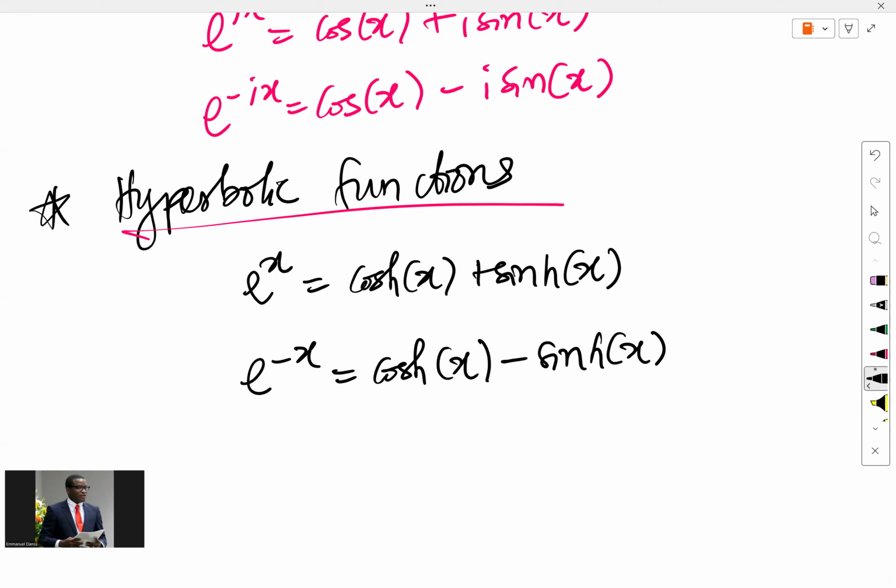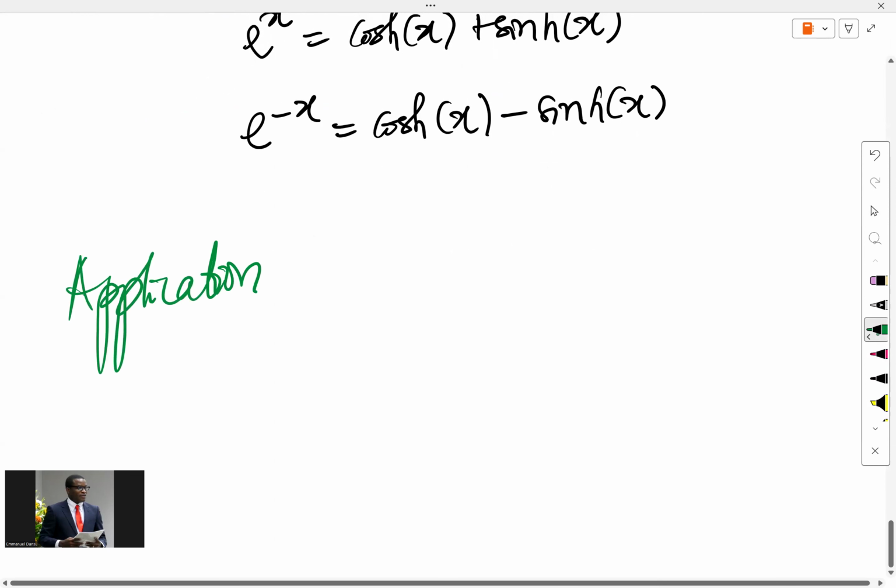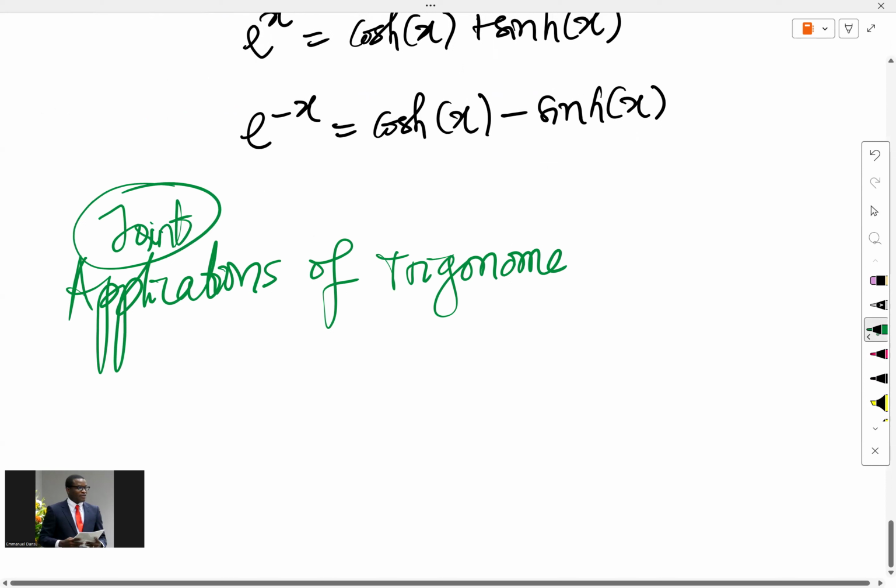But before we finish up with this video, let's look at some applications in both domains. Let's revisit some applications and see probably new ones. Applications of trigonometric and hyperbolic functions. I don't know if I can call that joint, if that's allowed here. Joint applications of trigonometric and hyperbolic functions.